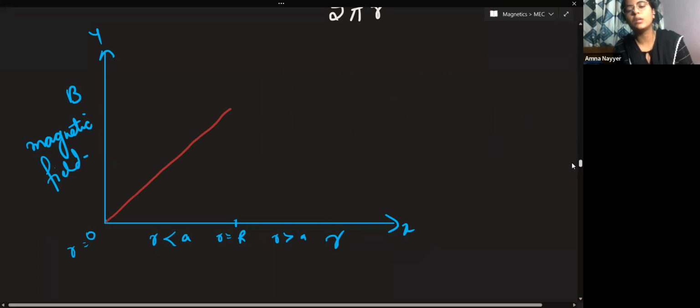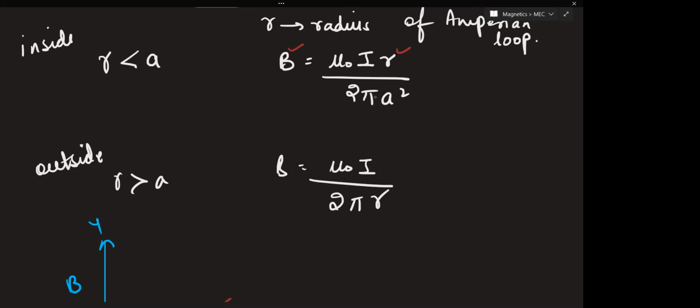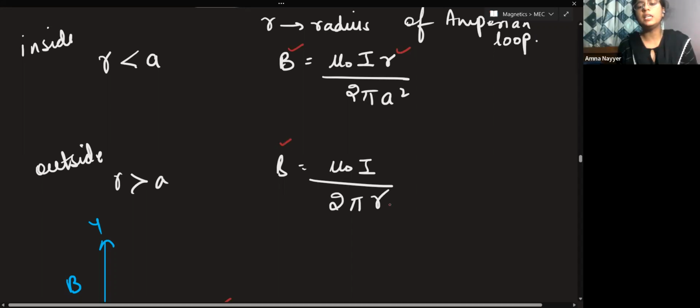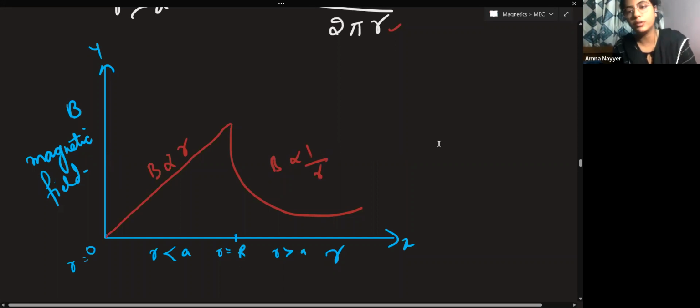Now, what about the second part, outside? Unlike the first part, here you can see by this, B is inversely proportional, r is here in the denominator. So here it is inversely proportional. So the nature of the graph that you will get will be like this. So this is a part of that question only. So B is directly proportional to r inside, and B is inversely proportional to r outside. Fine. So note down these 2 points as well. And when you are done, then text me done in the chat box.